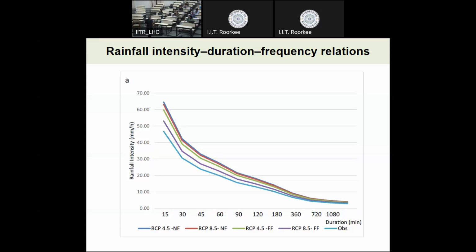4.5 is the greenhouse gas emission will lead to additional radiative force of 4.5 watt per meter square. So, depending upon what kind of climate scenario we will have in future, the rainfall intensities will further increase as we go forward. Okay. So this is about rainfall intensity duration frequency.